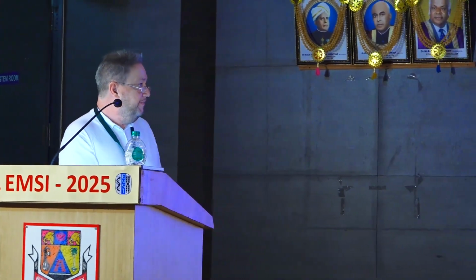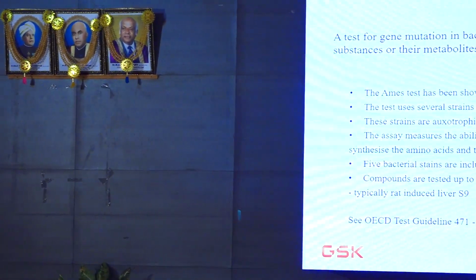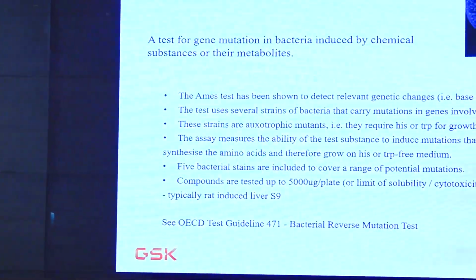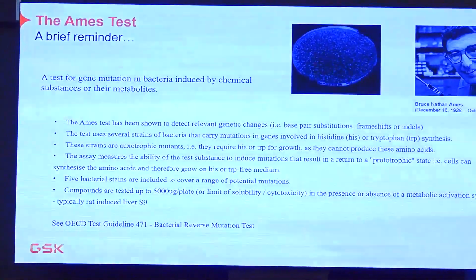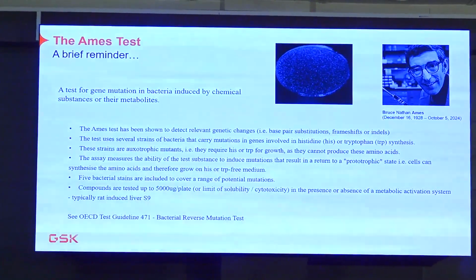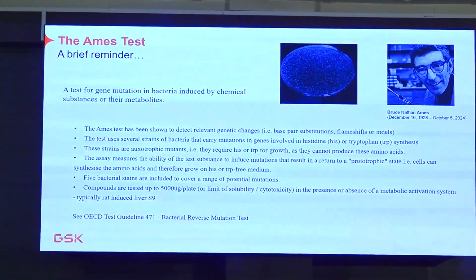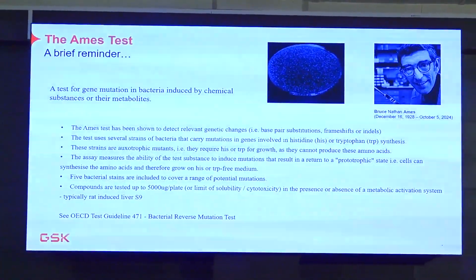I'm going to talk about optimising the EMSI test, particularly focusing on N-nitrosamine mutagenicity. So I imagine many of you are thinking, what's there to say about the EMSI test? It's been around for a long time. It was invented in the 70s by Bruce Ames, and then the assay was further developed by Aaron and Ames in the 70s. And unfortunately, Bruce passed away last year, so he was a fantastic scientist.